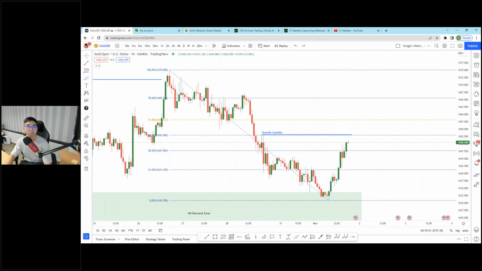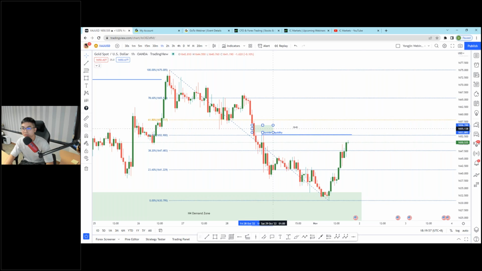So when you expect price to go to a certain area, we always want multiple confluences. We want a reason why price should go there. You cannot just tell me I think so, or that you are going on your gut feeling. That's not the way to trade.